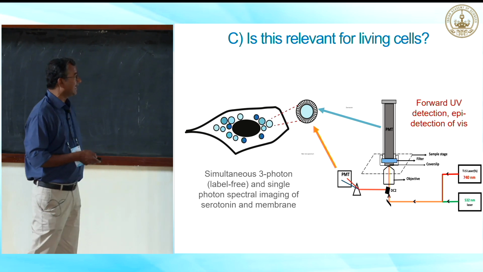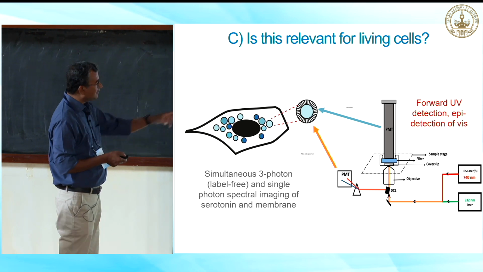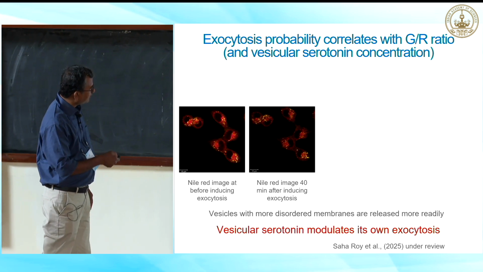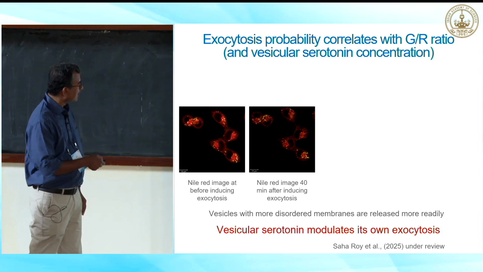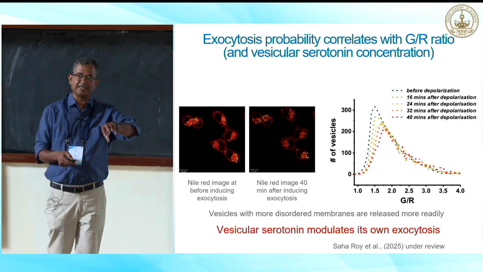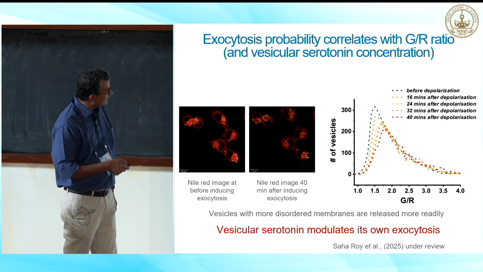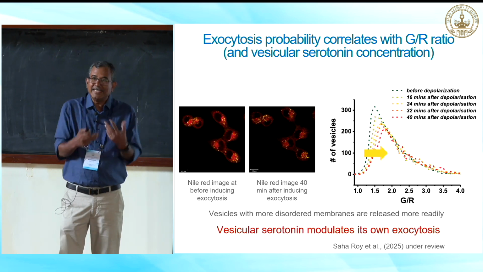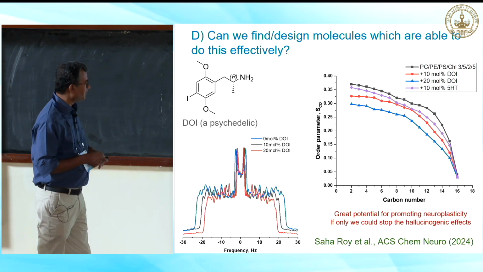Is it relevant for living cells? Yes, it is. We looked at serotonin and membrane order in vesicles by again building a very new kind of microscope. These are neuronal cells in culture, and you see exocytosis after inducing exocytosis. The vesicles are the yellow, they go out, and they become stiffer. GbyR is a measure in a spectral microscope of how stiff the vesicles are, and with time, the stiffness goes down. That is, less stiff vesicles are getting released more preferentially. So you need to be pliant enough to be released.